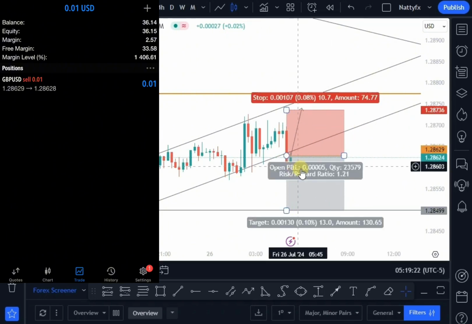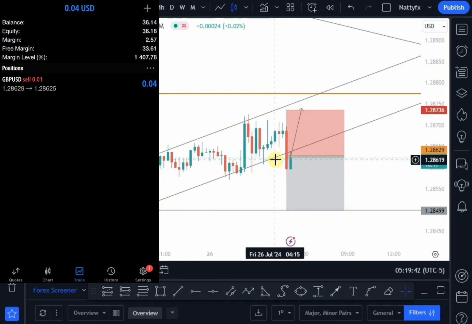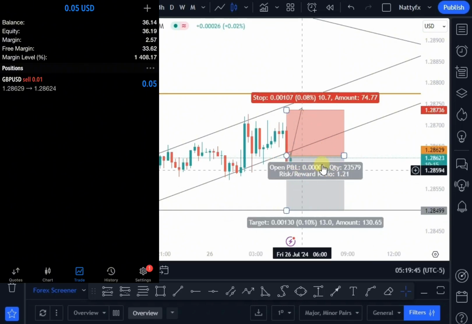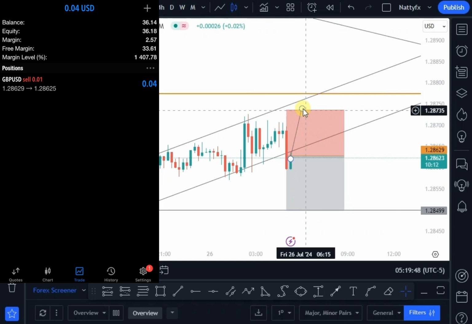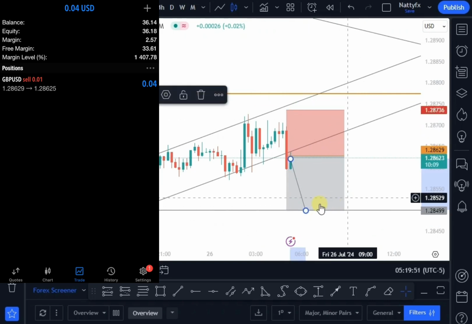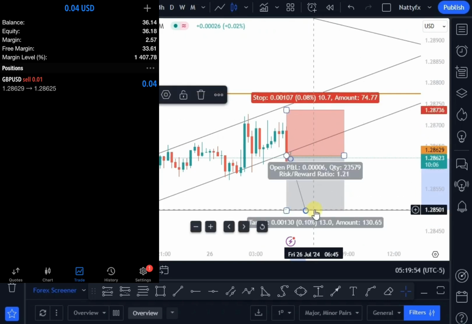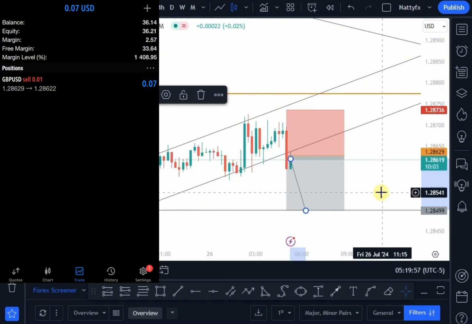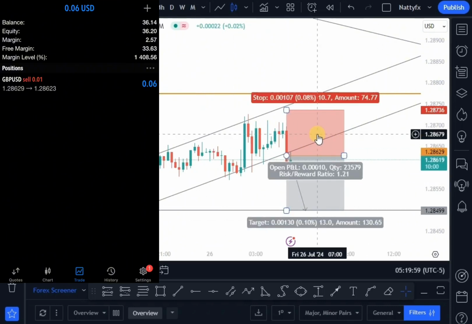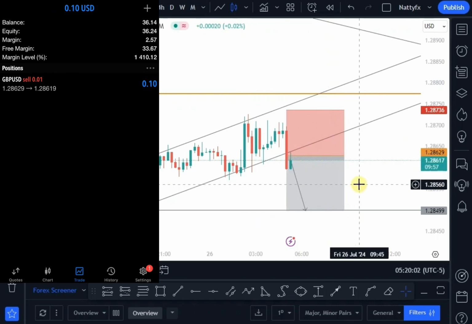So how much are you willing to lose in this trade? This is 10 pips. Right now you can see I have $36 in my account, and I'm using the micro lot size. So if I lose on this trade, I'll be losing just $1. And if the trade goes in my favor and hits my take profit, I'll be making $1.30. I hope you understand what take profit and stop loss mean.